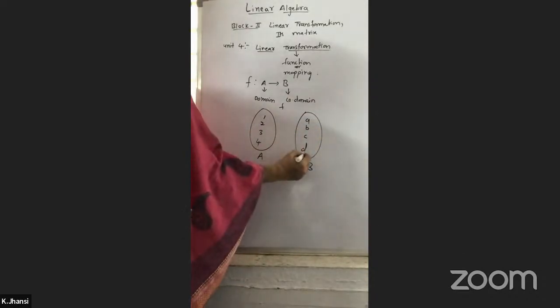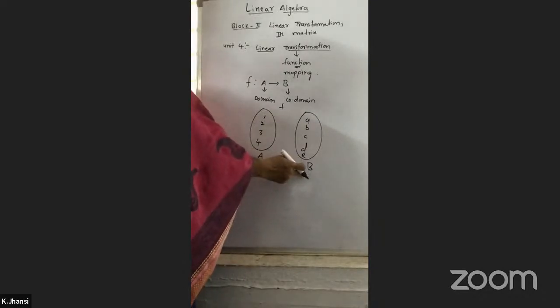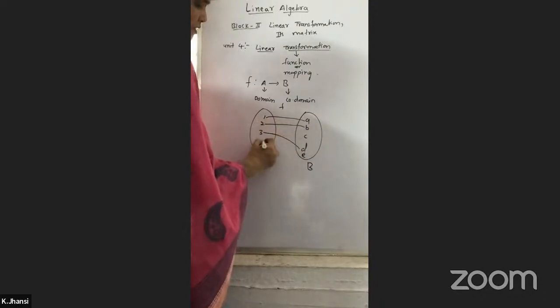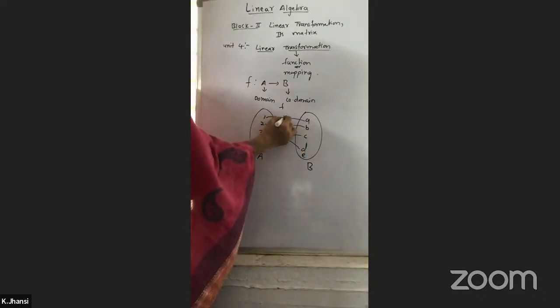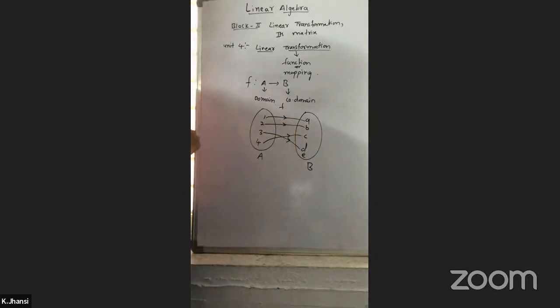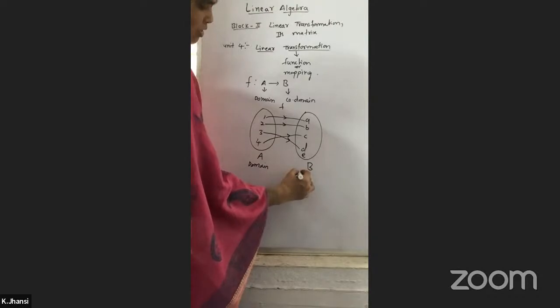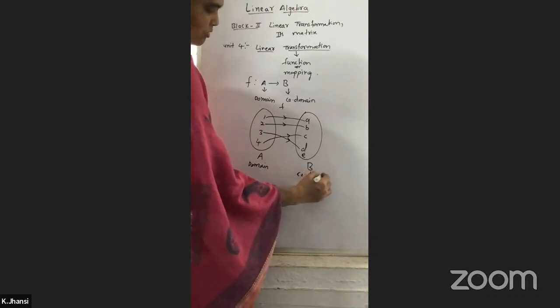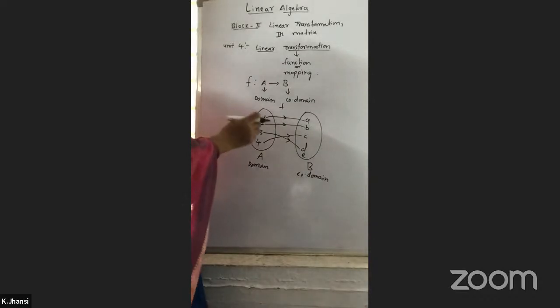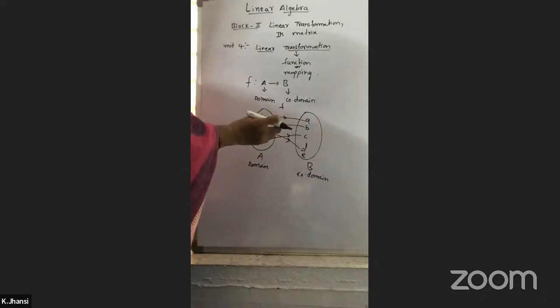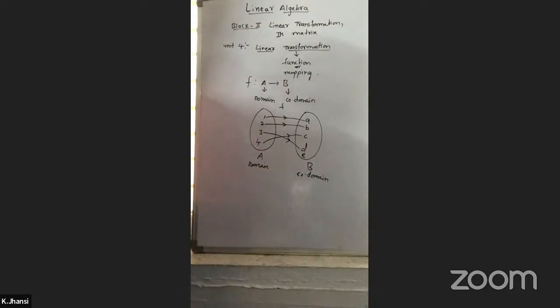So elements in set A and elements in set B. When you do the mapping like this, okay, this is called the domain and this is called the codomain. Okay. So this is a function. How can we tell this is a function? You have seen even in questions whether the given relation is a function or not.